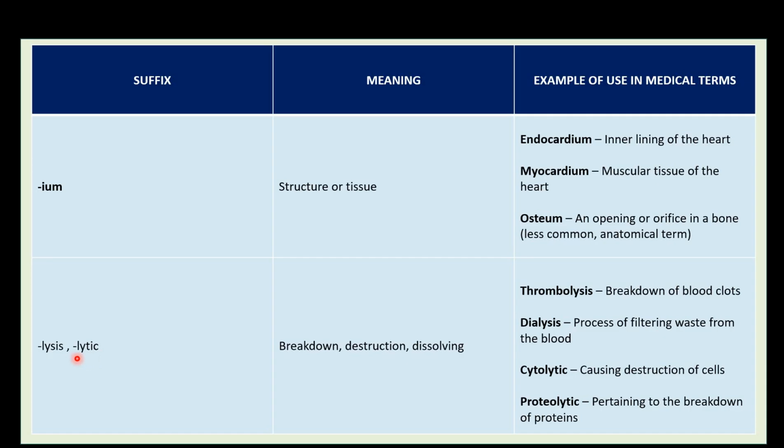Both of these suffixes are mainly used to show something related to breakdown, destruction or dissolving. If something is in a breakdown state, a destruction state or a dissolving state, then in that case we will utilize the suffix lysis or lytic. For example, the first example shows thrombolysis. Thrombolysis means breakdown of blood clots. So whenever there is a breakdown of a blood clot, we will use the terminology thrombolysis.